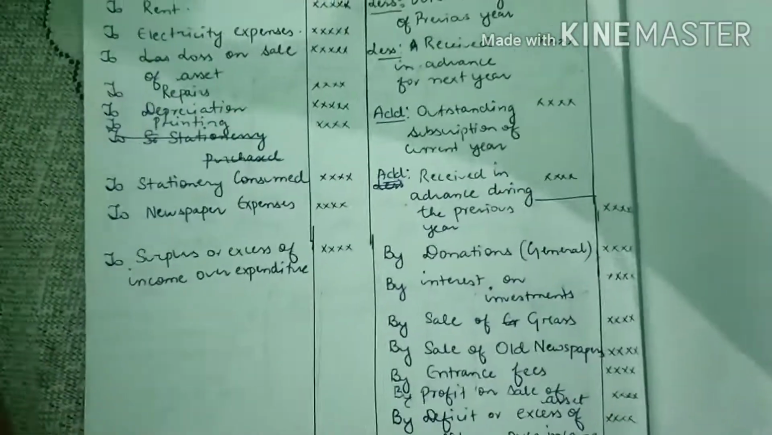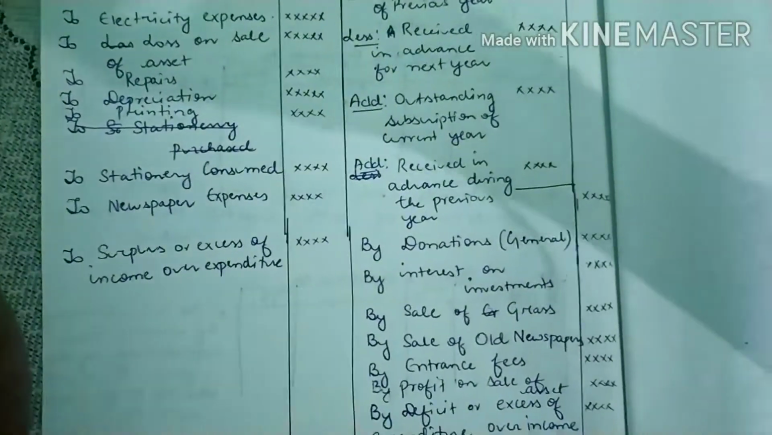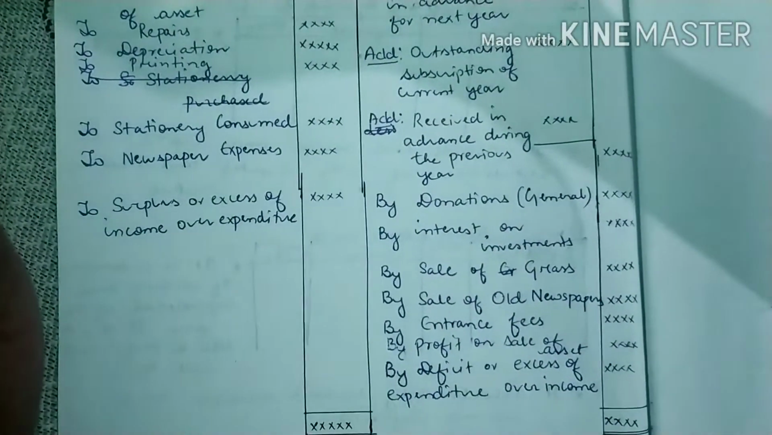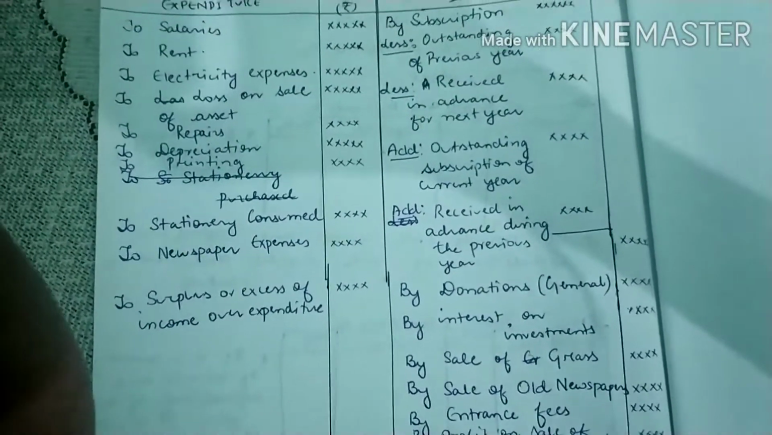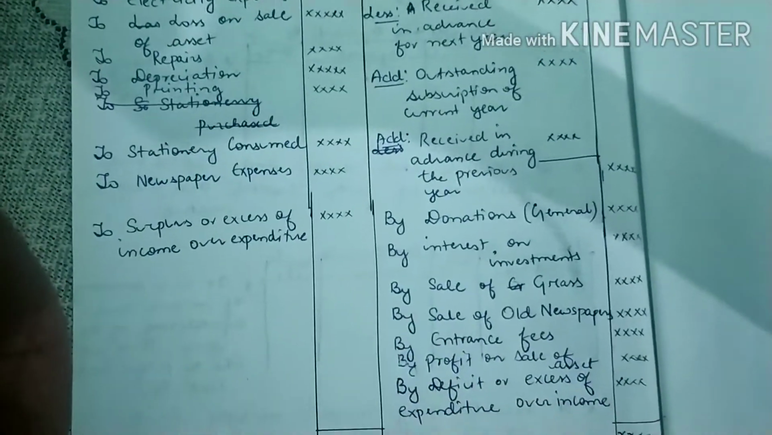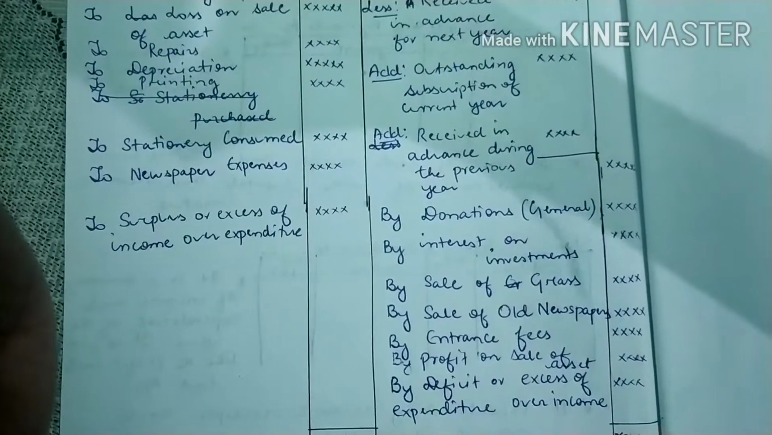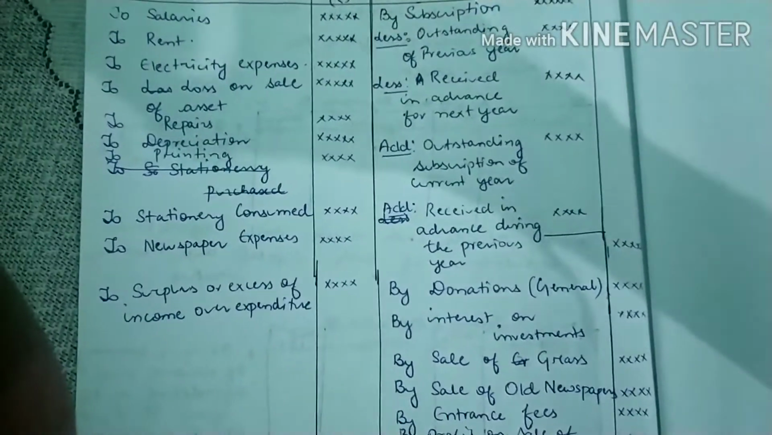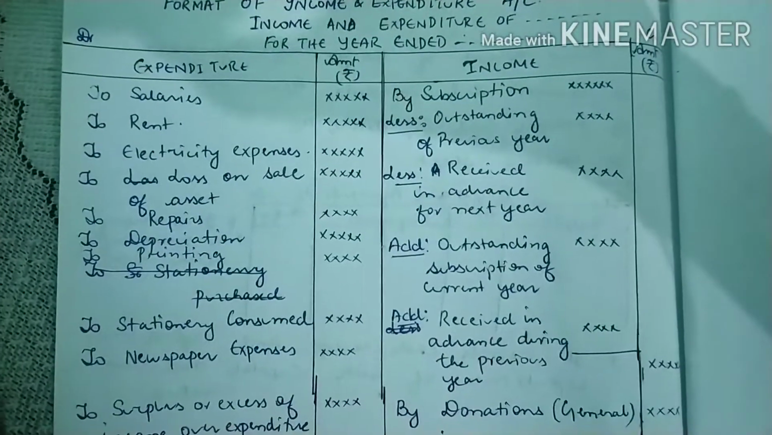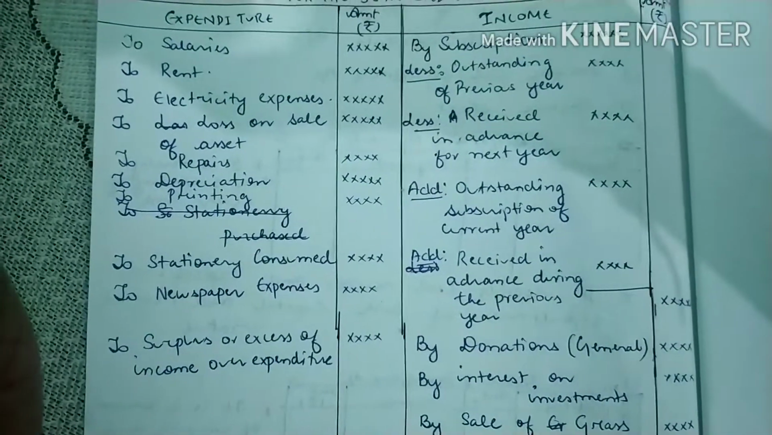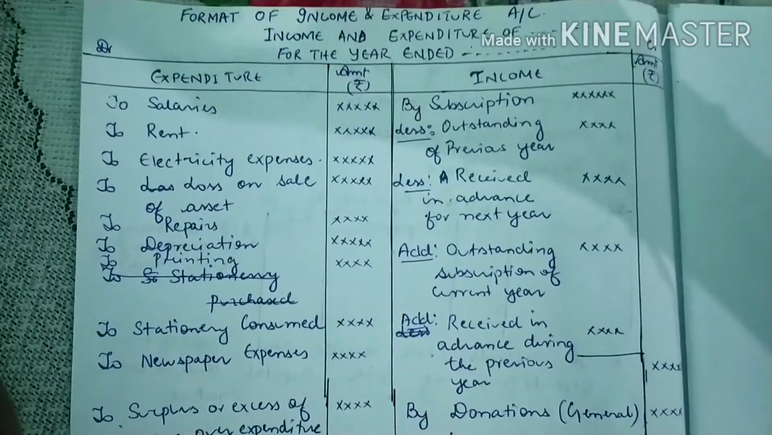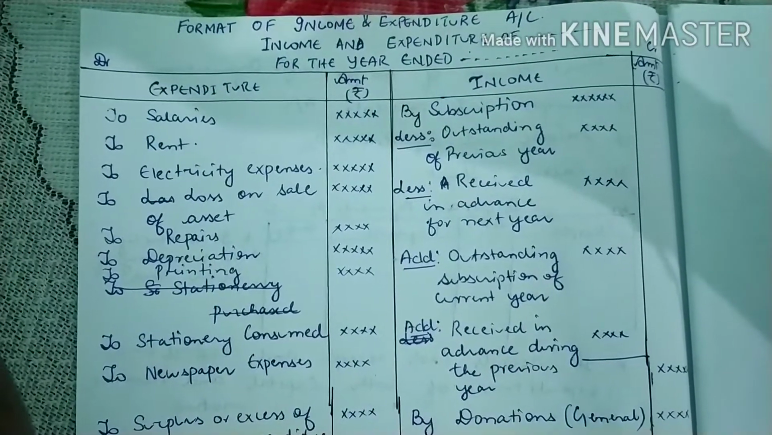And at the end, after preparing the income and expenditure account, we may get either deficit or surplus. We get deficit when the expenditure side is greater than the income side. In that case we get deficit at the end. And in case the income side is greater than the expenditure side, in that case we get surplus. So these things you have to see carefully.